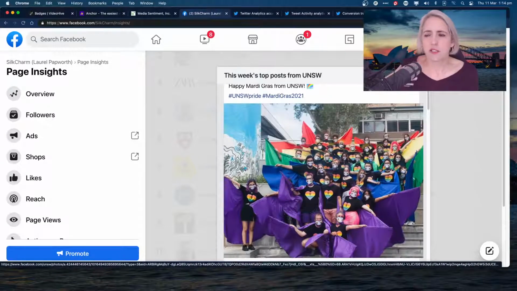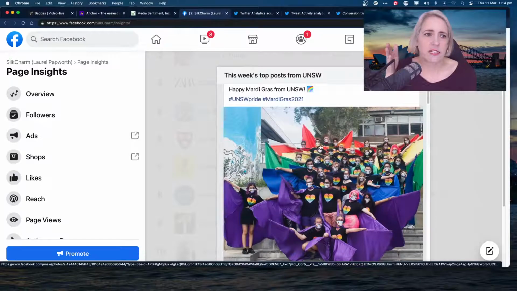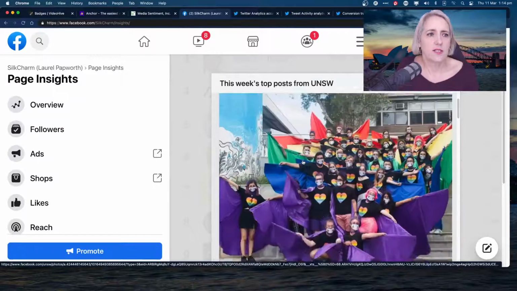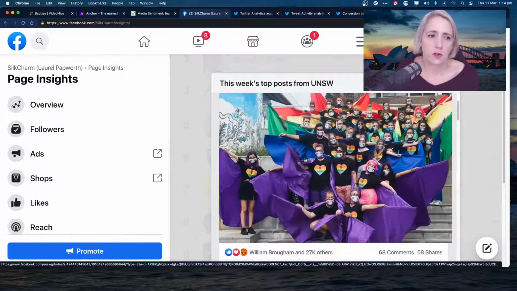And it's an emotional article. It's about Mardi Gras. It goes directly to values, heartfelt. Let me make that a bit bigger. So it's something that would get a lot of responses.